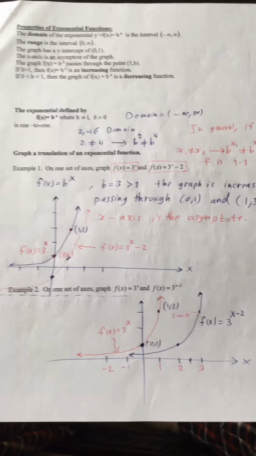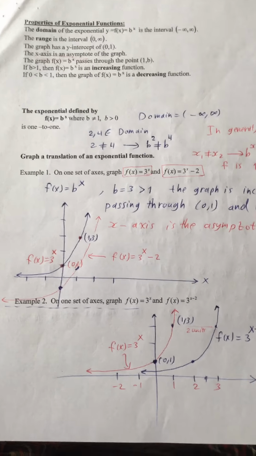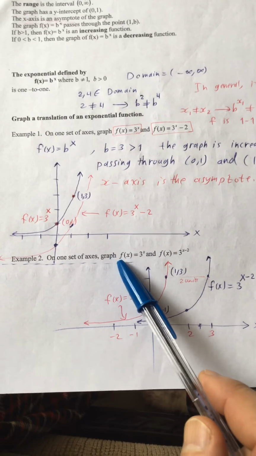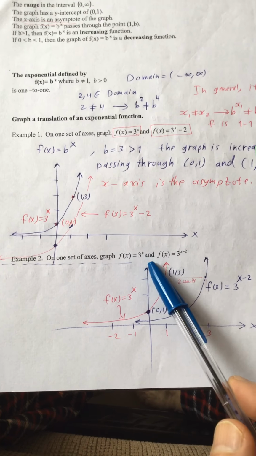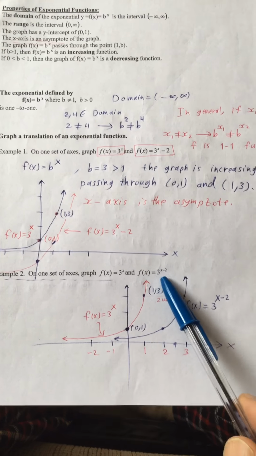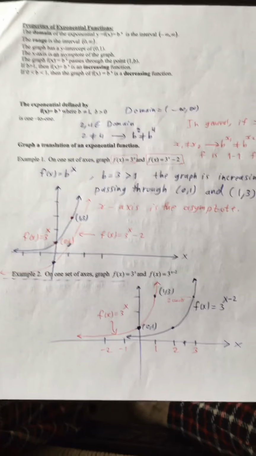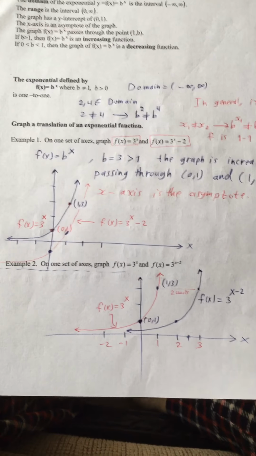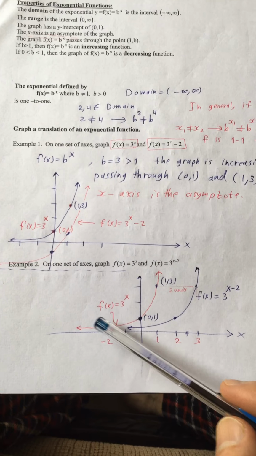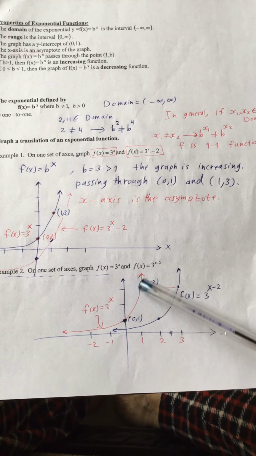Let us take another example where the translation is horizontal. On one set of axes, graph f(x) = 3^x and f(x) = 3^(x-2). So here we have a horizontal shifting. From the first example, the graph for f(x) = 3^x is the same, passing through (0, 1) and (1, 3). This is the graph for f(x) = 3^x.